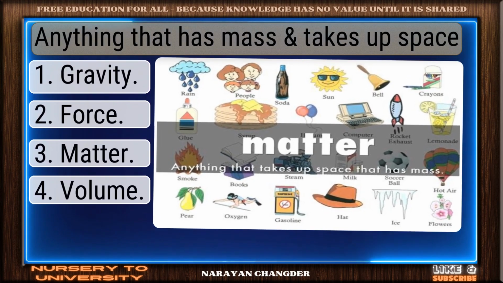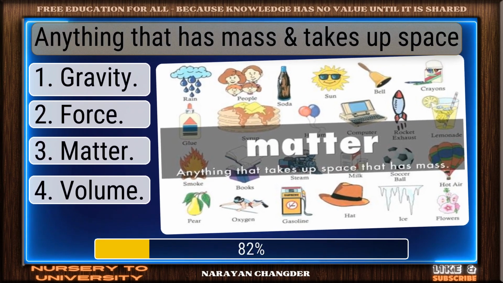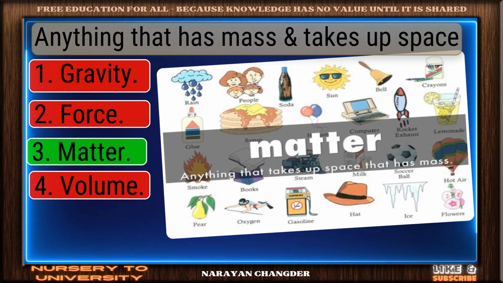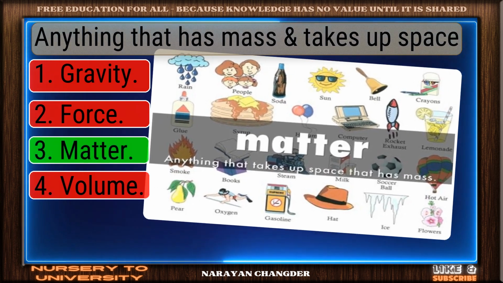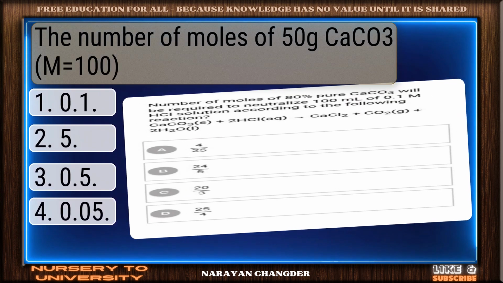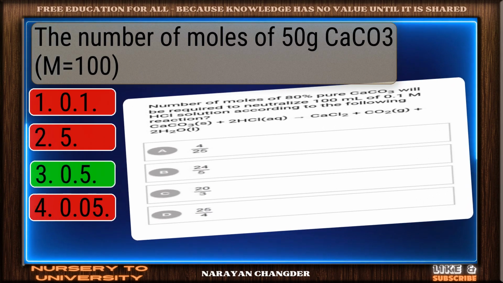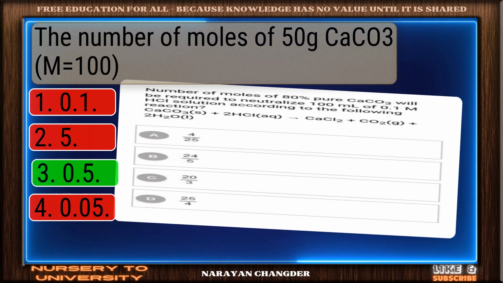Anything that has mass and takes up space. Nice selection. Matter is the correct and valid answer. The number of moles of 50 g... Sharp thinking. 0.5 is the right choice.